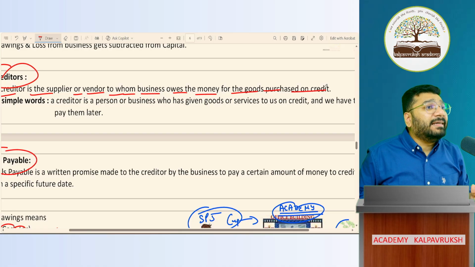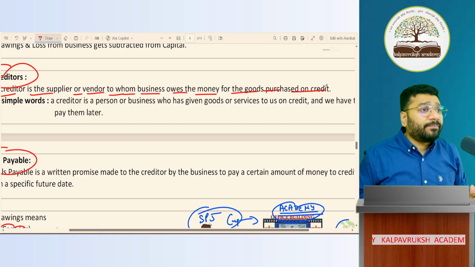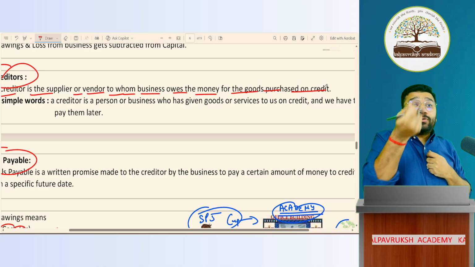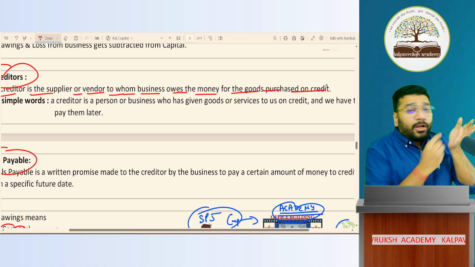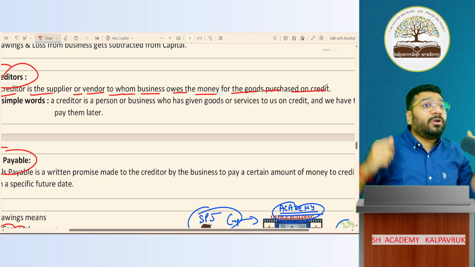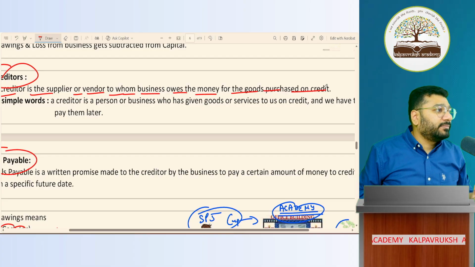Balance sheet is a replacement of your memory. How much should I pay to someone in future? I'll record it on the liability side because I will forget if I don't record it.